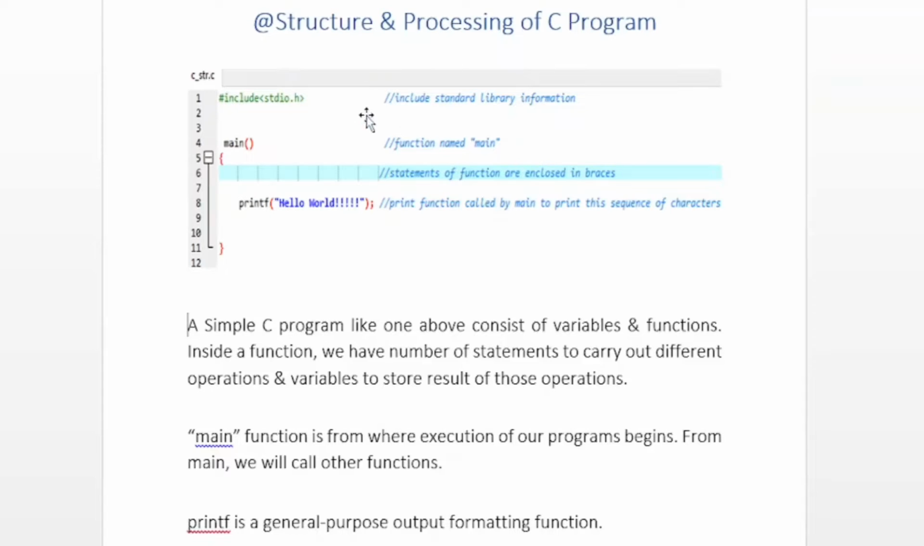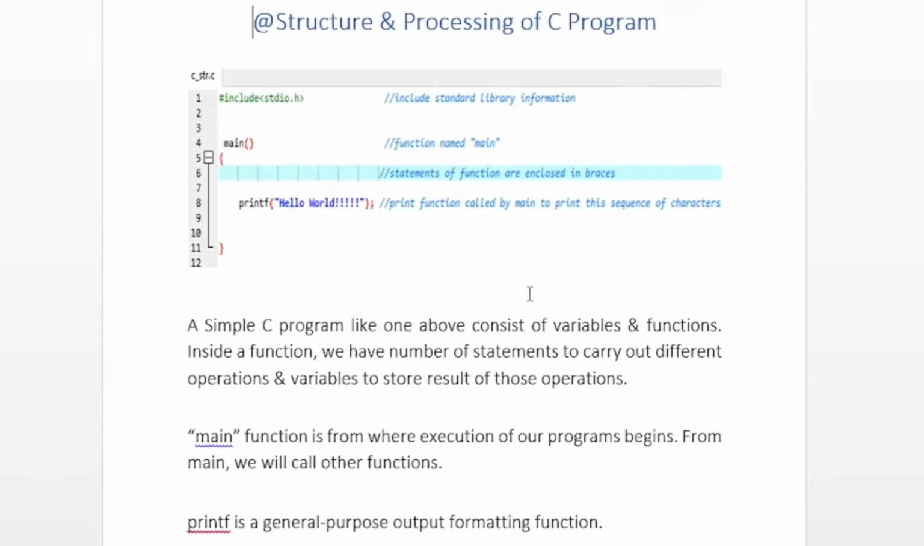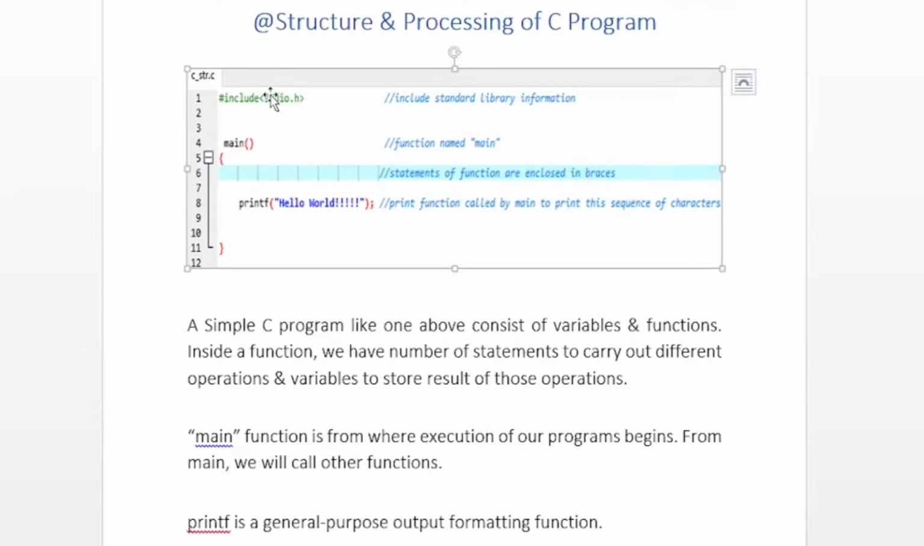Okay, now we will see how it is processed. Basically, before actual compilation, pre-processing will take place, and in pre-processing three things happen: inclusion of some code, macro expansion, and conditional compilation. I will explain these in this video in some time.